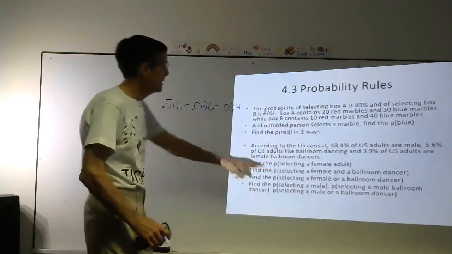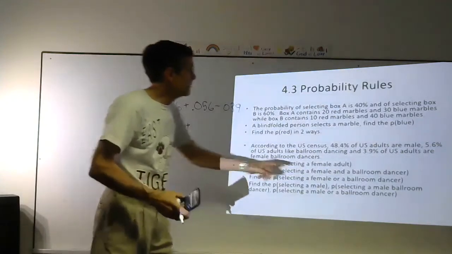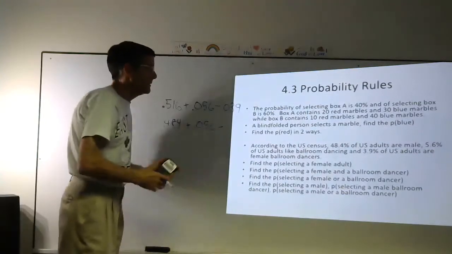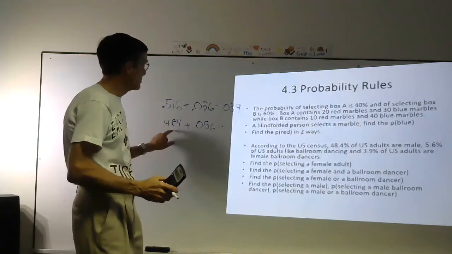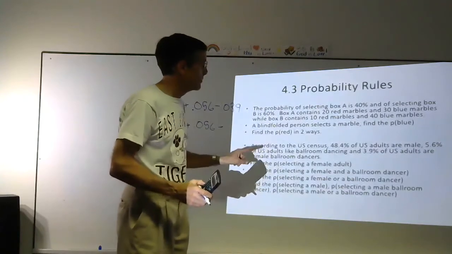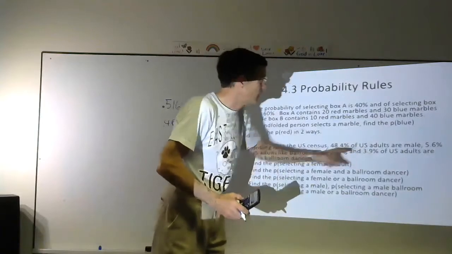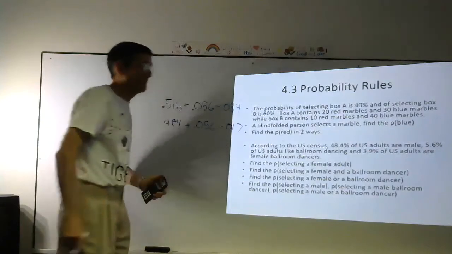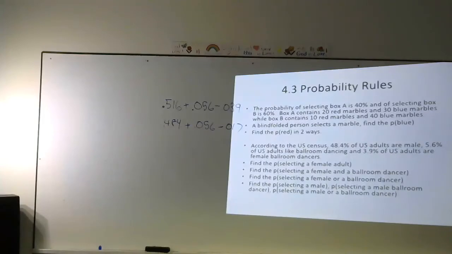So what's the probability of selecting a male or a ballroom dancer? Here we go, just like this one. Getting a male, 0.484. Getting a ballroom dancer, 0.056. Minus, now we've got to subtract off any males that were ballroom dancers in this group. We already counted them, so I've got to subtract off male ballroom dancers. If you know 5.6% of all adults and 3.9 are females, remember, we got to subtract off 0.017. Very tricky, okay? You see why this chapter is so much fun?